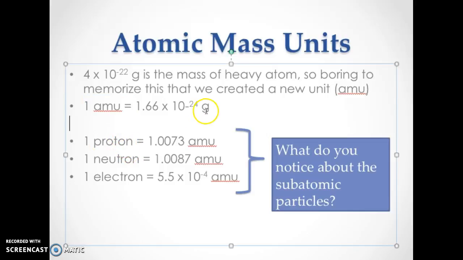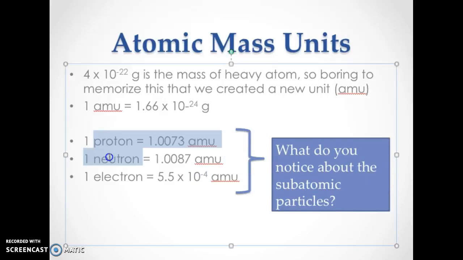So when they did the conversions, one proton had 1.0073 atomic mass units. One neutron had 1.0087 atomic mass units, and one electron had this atomic mass unit, which is really tiny because of the negative 4. So what do you notice about the subatomic particles?